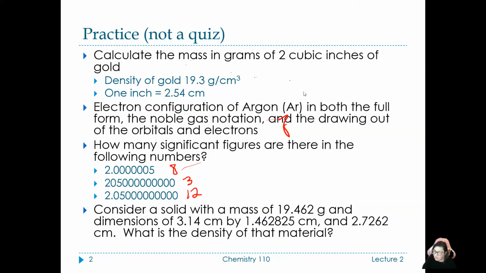My second dimension is given as 1.462825. And my last one is 2.7262. And of course, my decimal point has gotten lost in my mess. And that is centimeters as well. Okay, awesome. So I have a whole bunch of numbers. Let me pull up my calculator again.